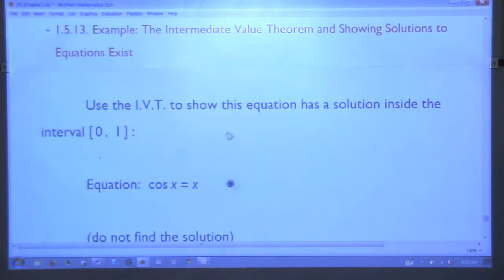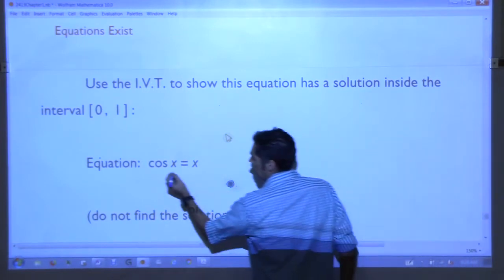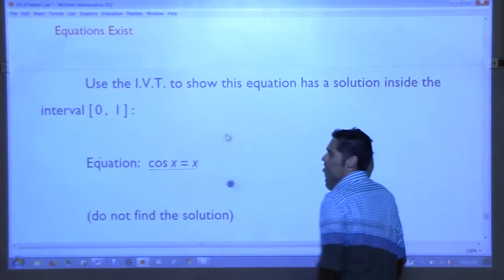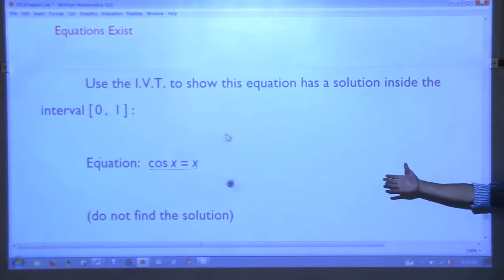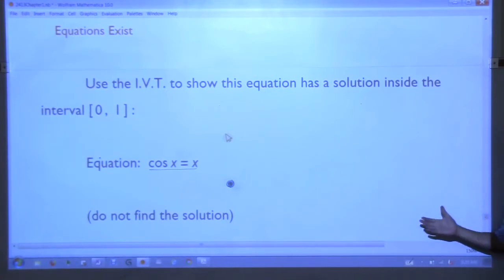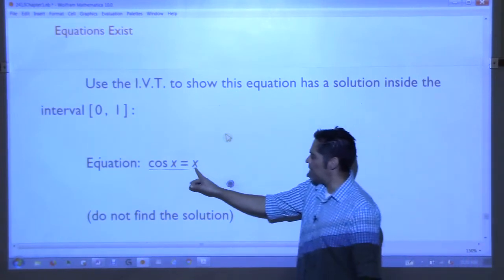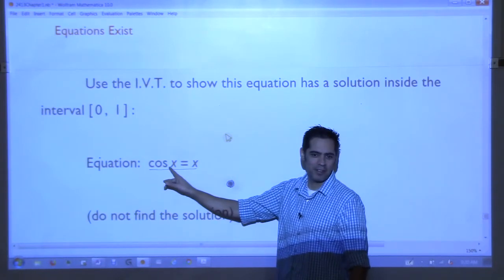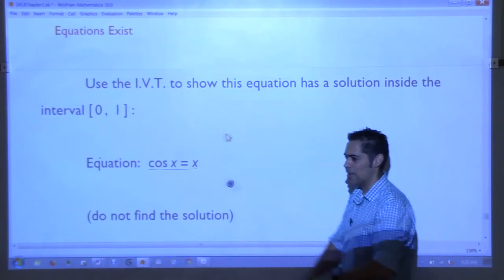All right, now here's a way we can use the intermediate value theorem. Look at this equation right here, cosine x equals x. If you were asked to solve that equation by hand, solve for x, this would be extremely difficult to do. In fact, it cannot be done algebraically. There's no way to solve for x here. Can't do it. You could say it's already solved for x, but the problem is x is over there too. So in order to know x, you have to know x, and it's circular here, right?